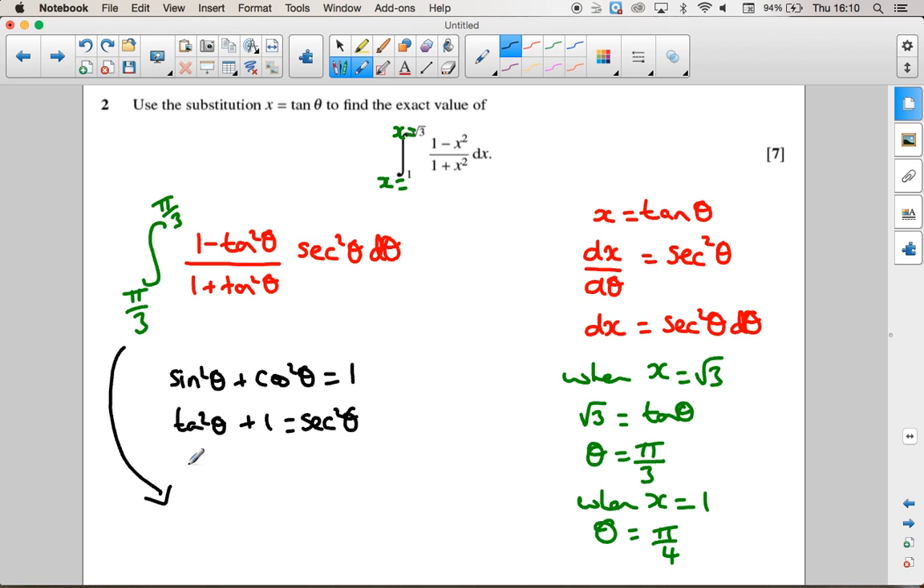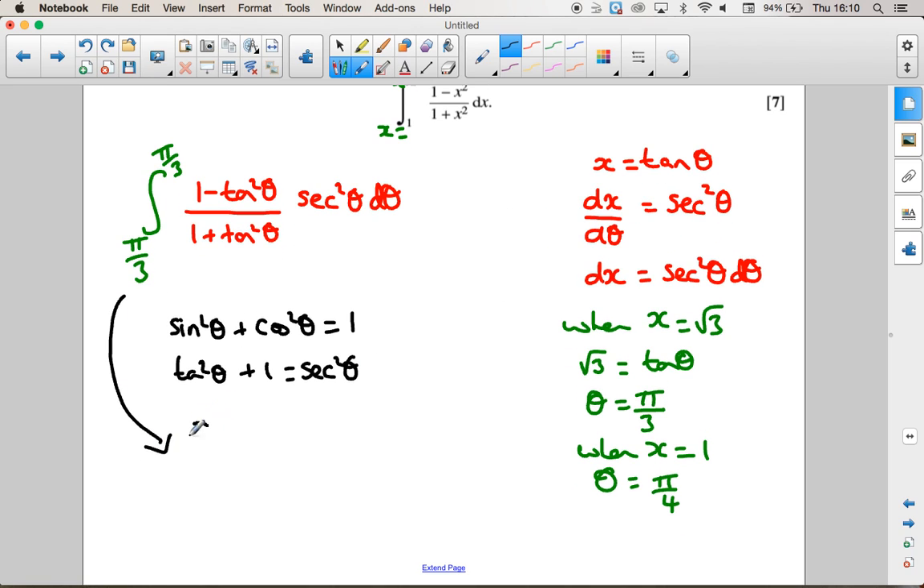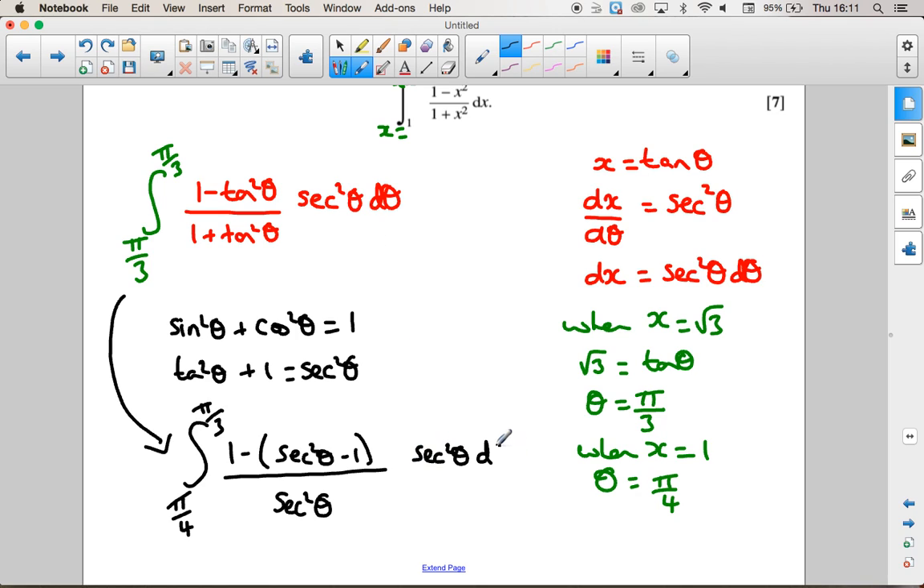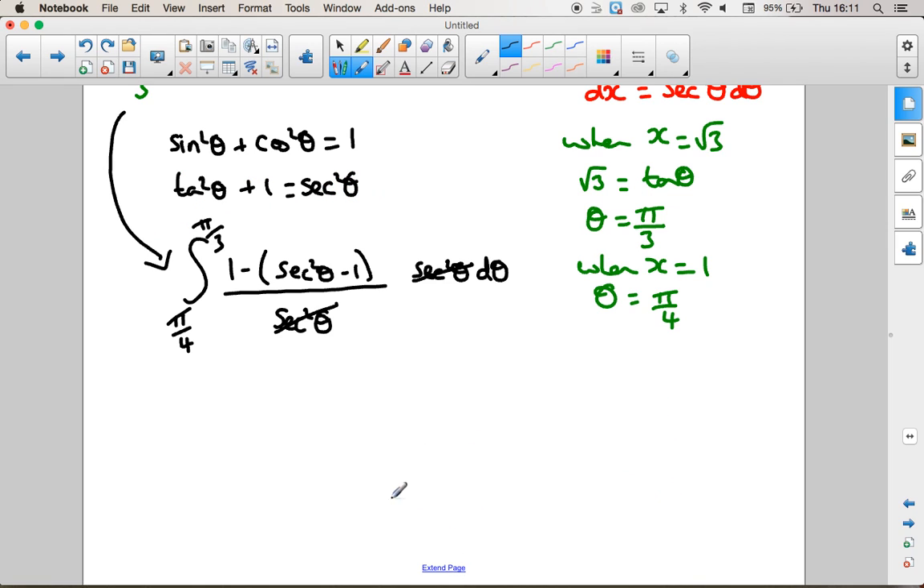that this can also now be rewritten as, still pi over 3 and pi over 4, 1 minus tan squared theta, but tan squared theta is the same as sec squared theta minus 1, over 1 plus tan squared theta, but tan squared theta plus 1, or 1 plus tan squared theta, is sec squared theta, sec squared theta d theta. So you can see now that these sec squared thetas disappear.